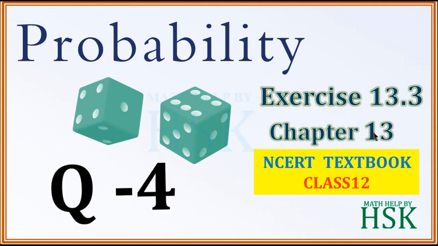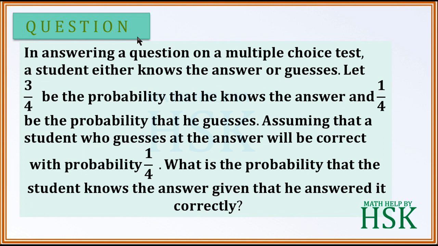Taking question number 4 of exercise 13.3. The question is, in answering a question on a multiple choice test, a student either knows the answer or guesses. So there are two ways a student is going to answer a question. Either he knows the answer or he guesses it.